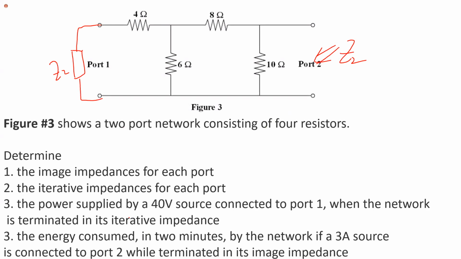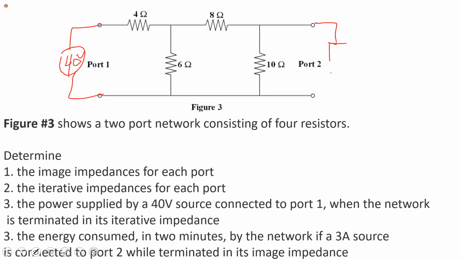So the power supplied by a 40-volt source connected to port 1. If I put in my source connected to port 1, that's my 40 volts. And we are saying that it is terminated in its iterative impedance. It means that this would be Z1. Okay? So the power supplied would be 40 squared over Z1.